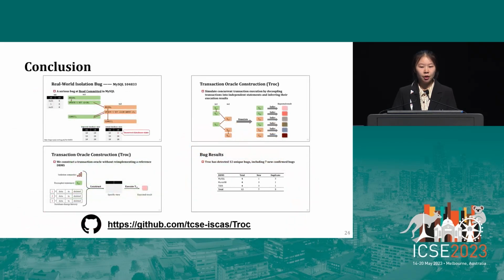In conclusion, we propose a general transaction testing approach, TROC, to automatically detect isolation bugs in database management systems. We construct a transaction oracle to infer the concurrent transactions' expected execution results without re-implementing a reference DBMS. The evaluation on real-world DBMS showed that TROC is effective in detecting isolation bugs. Our tool is available on GitHub. Thank you.